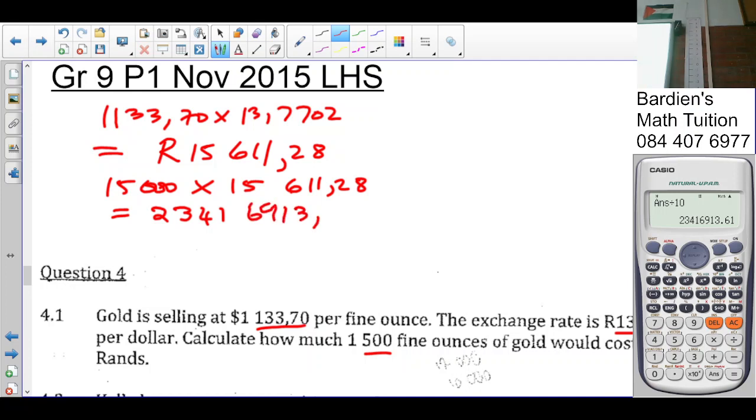Why? Oh my word. How will we get so much money? Alright, I get 23,416,913 cents. Yeah, no? Is that the right answer in the book? Yes, right answer. Got it, the whole one. Yes.